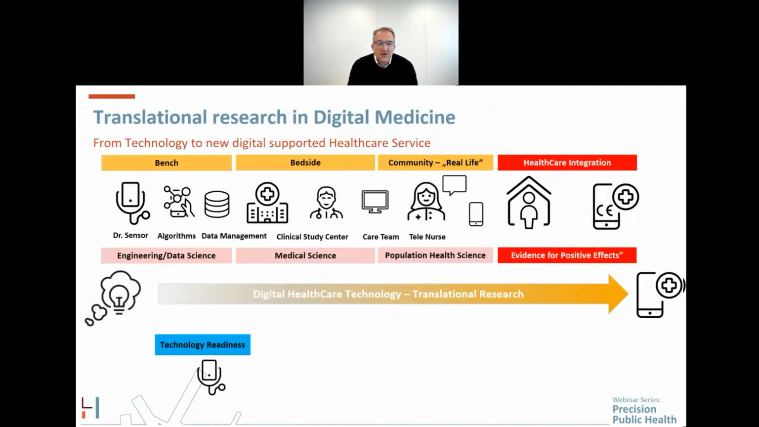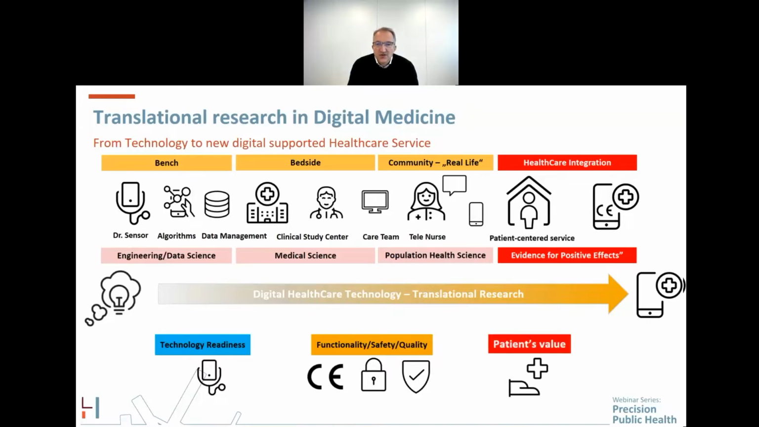And while we do so, we need to prove technical readiness, but also functionality, safety, and quality. You know, GDPR and data science is a big issue. But even more so, we need to prove that there is a patient value, so any benefit for patients. And if that is all shown, we want to transfer these technologies into healthcare.